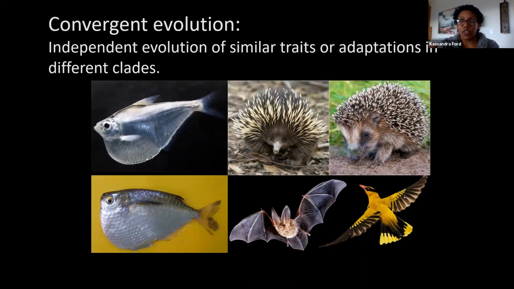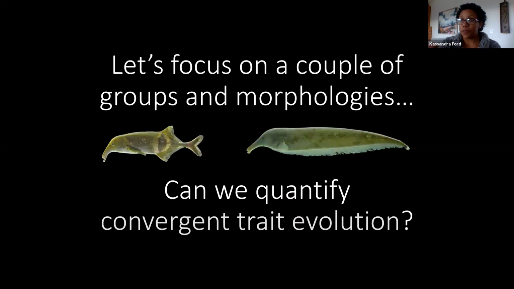And when we think about convergent evolution, we really need to examine it from multiple different viewpoints, including genetics, development, morphology, and function. But in my work, I'm going to focus on a couple of groups of teleost fishes and a couple of very specific morphologies to determine if we can quantify convergent trait evolution.